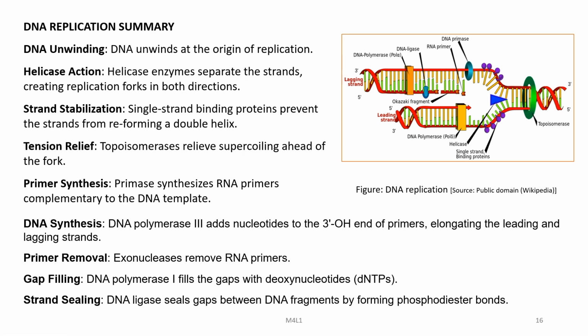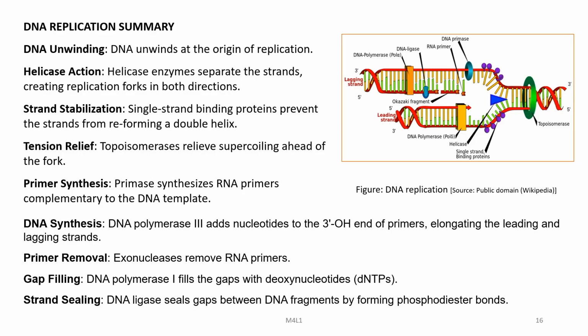We have to remember that the aim of replication is copying DNA to DNA, but that starts with first making a small RNA primer, not a DNA primer. We use DNA primers in polymerase chain reactions and in silico methods. Then there is DNA synthesis, where DNA polymerase III adds nucleotides to the end of the primers, elongating the leading and lagging strands.